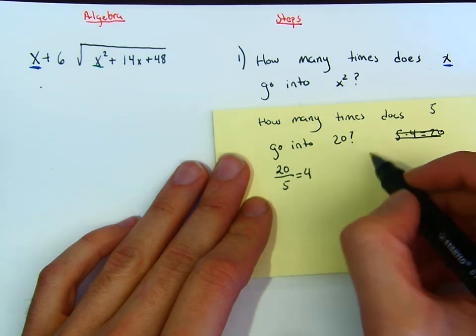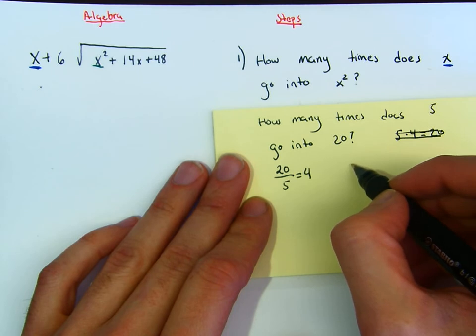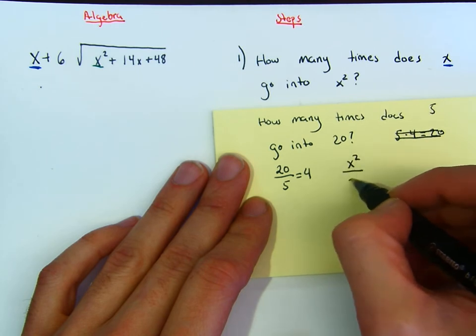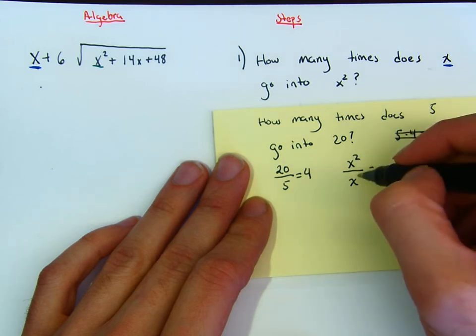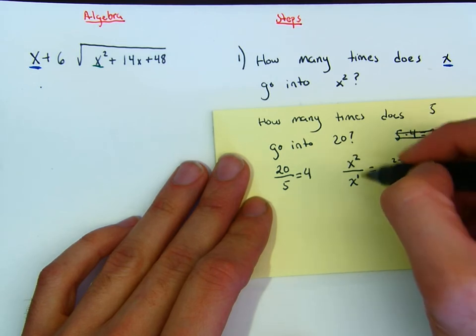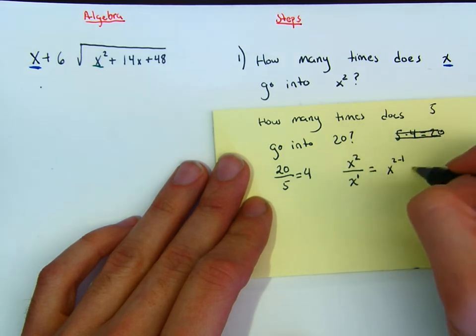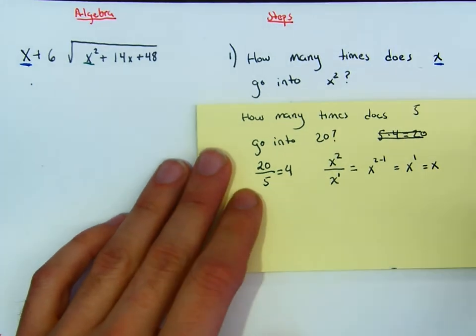So then what are you going to have here? How many times does x go into x squared? We say x squared goes on top and x is on the bottom. And notice, how are you dividing these monomials? What are you doing with the exponent? You're doing x to the 2 minus 1, right? You're subtracting exponents when you divide. And this is just really x to the 1, which is just x. So that's one way of seeing it.